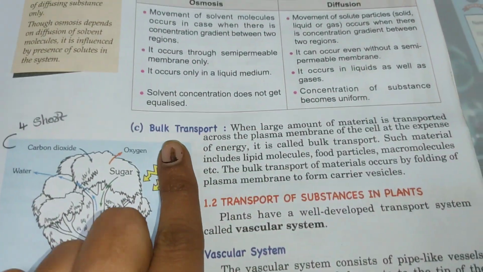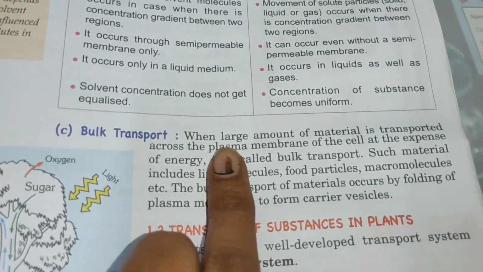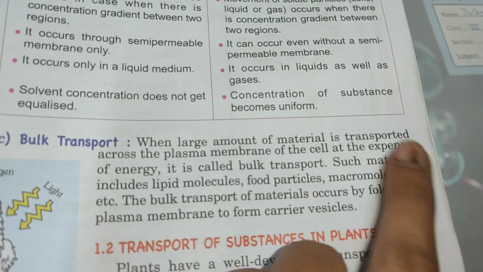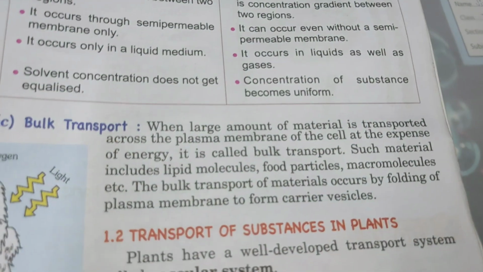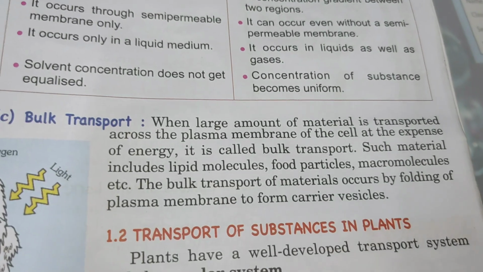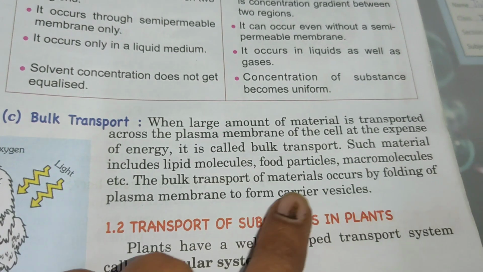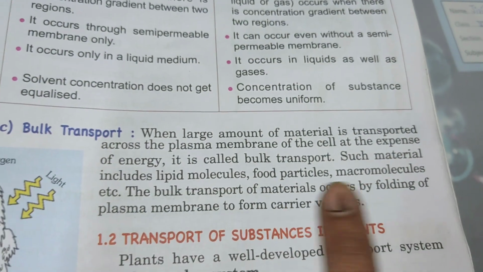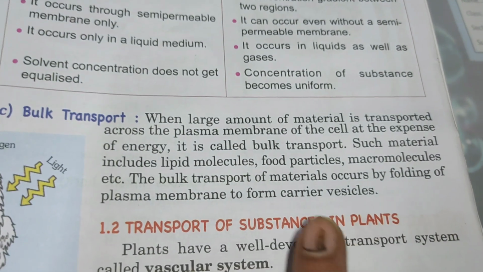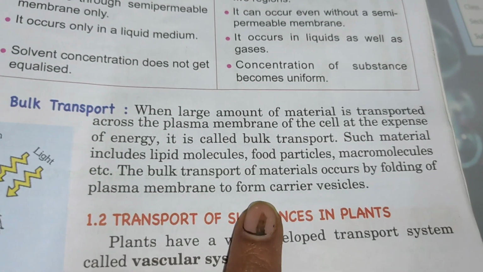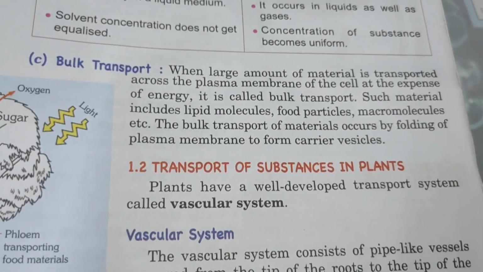Next is, what is bulk transport? When a large amount of material is transported across the plasma membrane of the cell at the expense of energy. So by using energy, bulk means so many materials at one time. It is called bulk transport. Some molecules like lipid molecules, food particles, macromolecules, etc. This bulk transportation occurs by folding of the plasma membrane to form carrier vesicles.